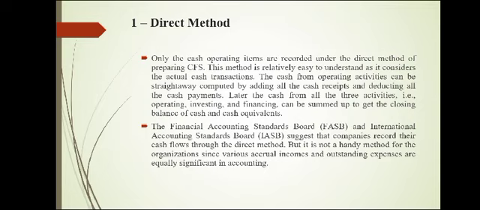Okay, let's see what is direct method and indirect method. In direct method, only the operating items are recorded. This method is relatively easy to understand as it considers the actual cash transactions. The cash from operating activities can be straightaway computed by adding all the cash receipts and deducting all the cash payments. Later, the cash from all the three activities, that is operating, investing and financing, can be summed up to get the closing balance of cash or cash equivalents.